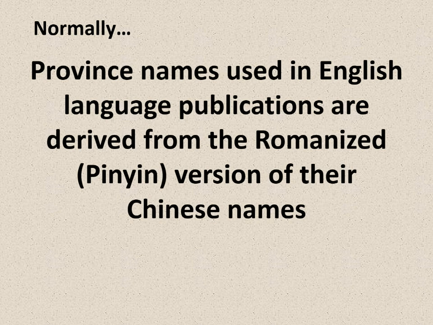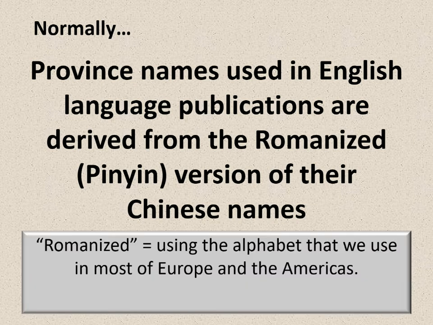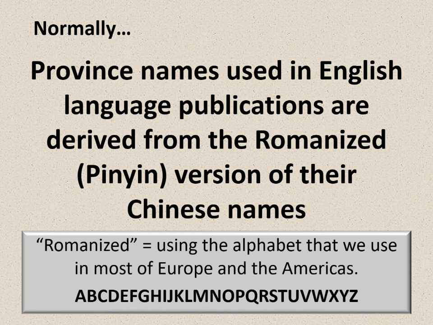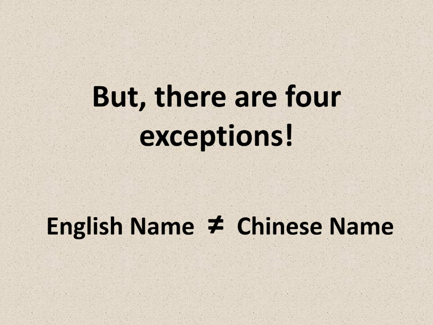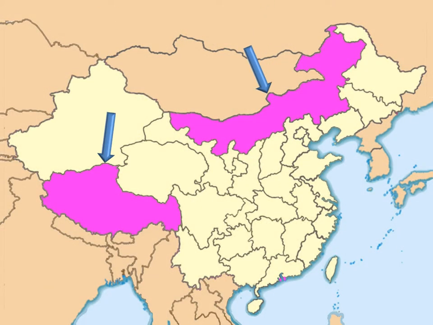In Part 1, we learned that the names of Chinese provinces used in modern English language books, and as shown on tourist maps, are based on the pinyin romanization of their Chinese names. Remember that our versions of these names do not include the tone marks used in pinyin. There are four exceptions to this general rule, four cases where we use a different name than the Chinese do. Two of these are autonomous areas, and two are special administrative regions on the south coast of China.